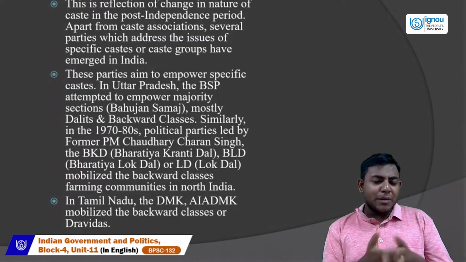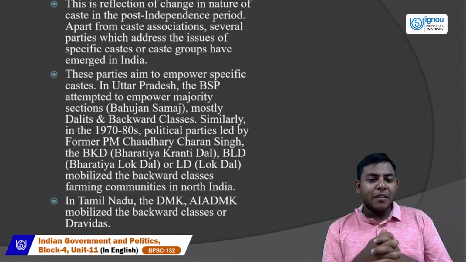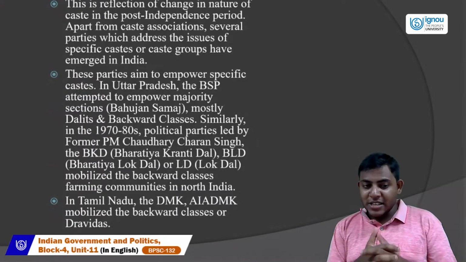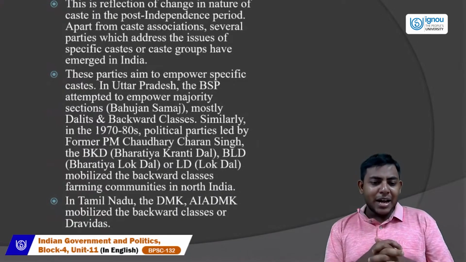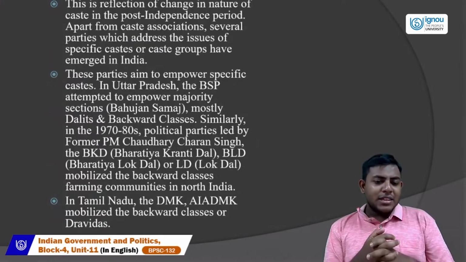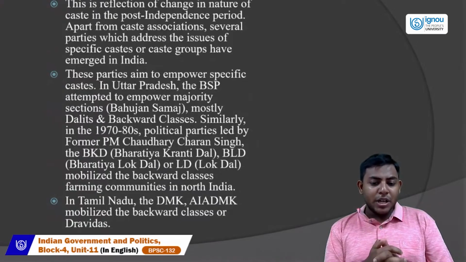In Uttar Pradesh, the Bahujan Samaj Party attempted to empower the majority sections, that is the Bahujan Samaj, mostly the Dalits and the backward classes. Similarly, in the 1970s and 80s, political parties led by former Prime Minister Chaudhry Charan Singh, the Bharatiya Kranti Dal, the Bharatiya Lok Dal or the Lok Dal, mobilized the backward classes farming communities in North India. In Tamil Nadu, the Dravida Munnetra Kazhagam and the All India Anna Dravida Munnetra Kazhagam mobilized the backward classes or the Dravidas.